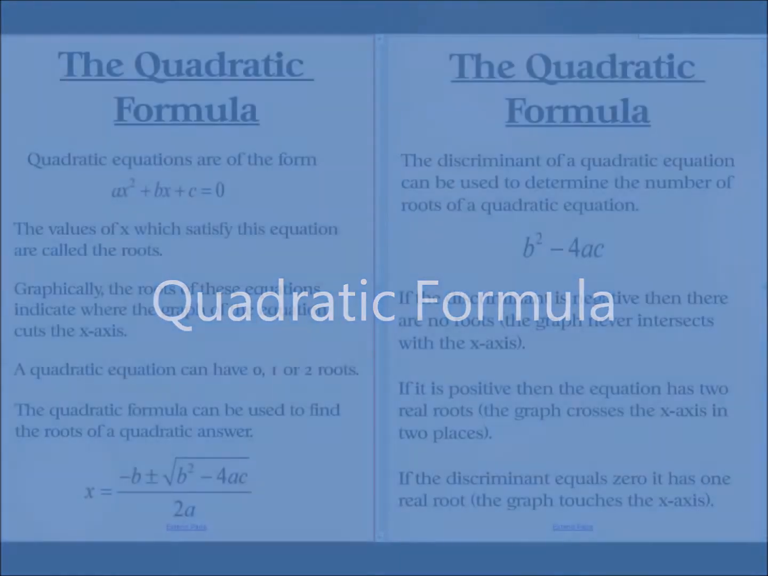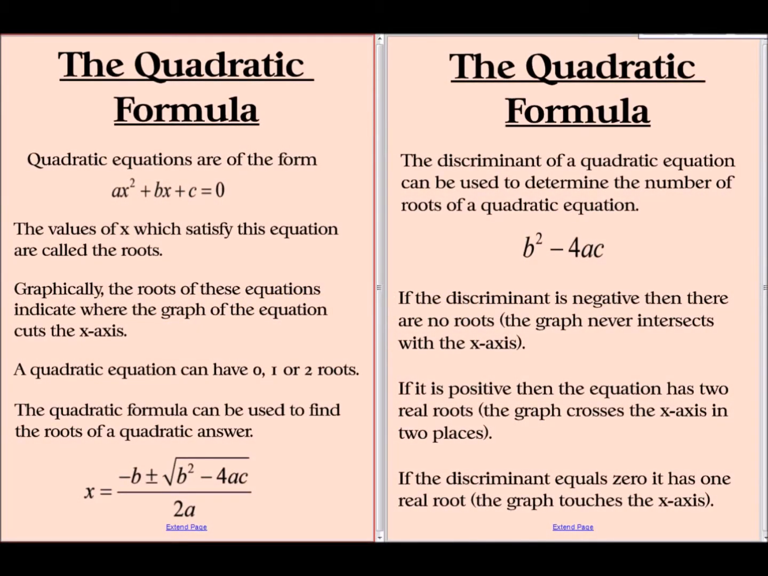So the first method we're going to look at for solving quadratic equations is the quadratic formula. And this is the formula you need to memorise: x equals minus b plus or minus the square root of b squared minus 4ac, all over 2a.